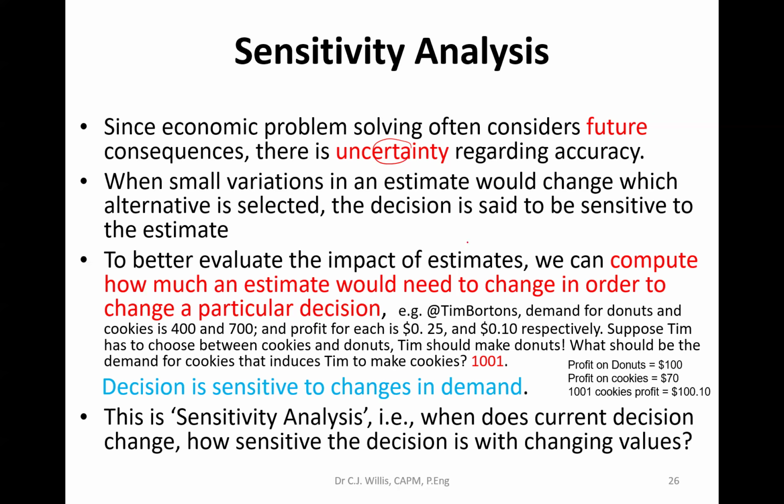Whichever resource is in shortage, you want to really see the effect of that. Is it really going to increase your profit or not? Tim Hortons, the demand for the donuts is 400 and for the cookies 600, okay. The profit for donuts is 0.25 and for cookies is 0.1. So Tim wants to choose between cookies and donuts. What should he make? What should be the demand for the cookies?